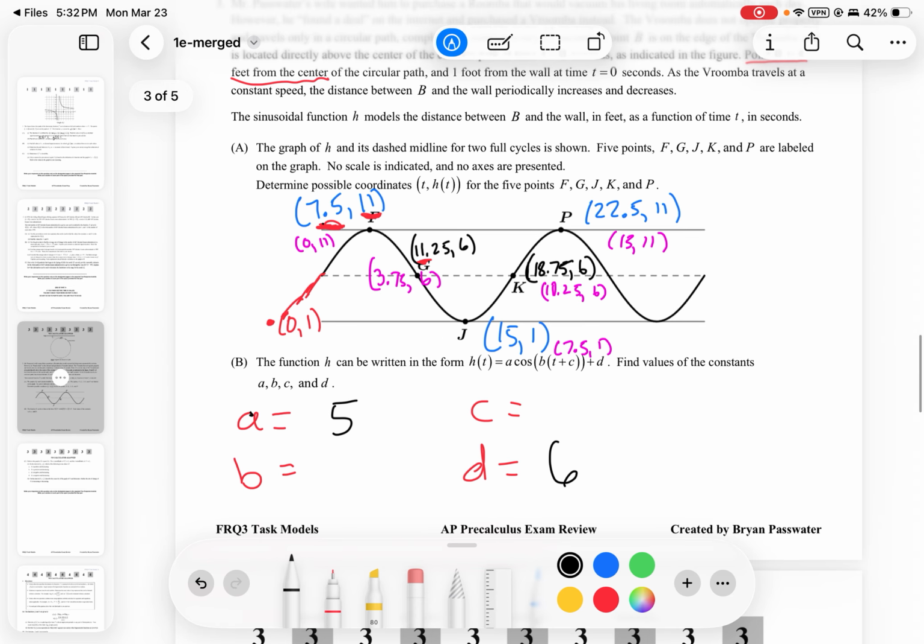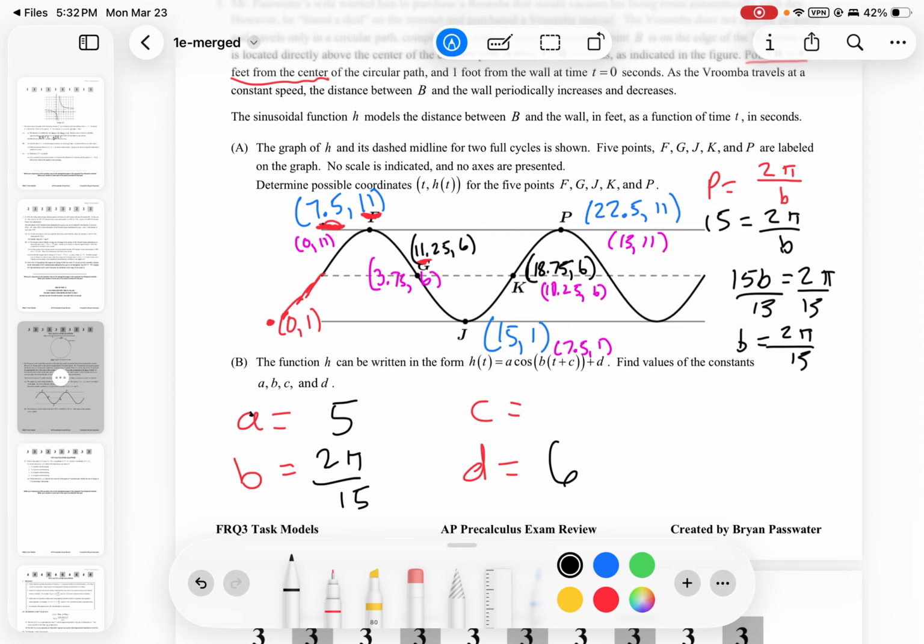B, to find B, the period equals 2 pi over B. Well, the period here is it takes 15 seconds to get around. So I'm going to say 15 equals 2 pi over B. I get 15B equals 2 pi. Divide by 15. And B is equal to 2 pi over 15.